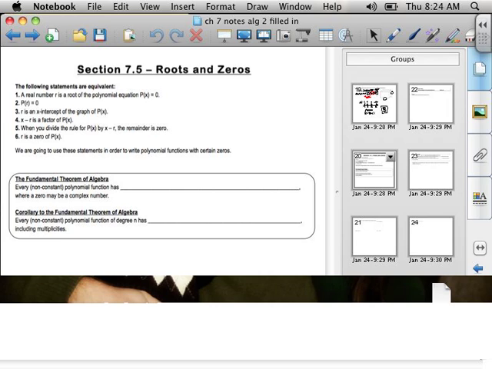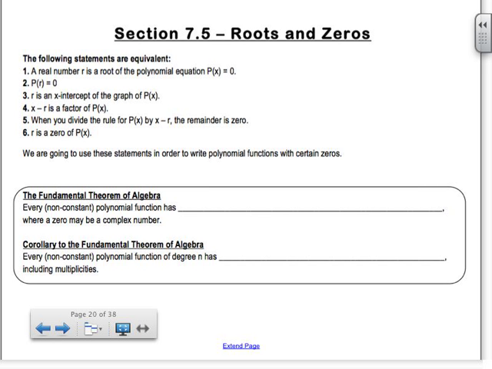All right, so a root, a zero, an x-intercept, those all mean the same thing. So root, zero, x-intercept, same thing. So all of the following statements are equivalent.